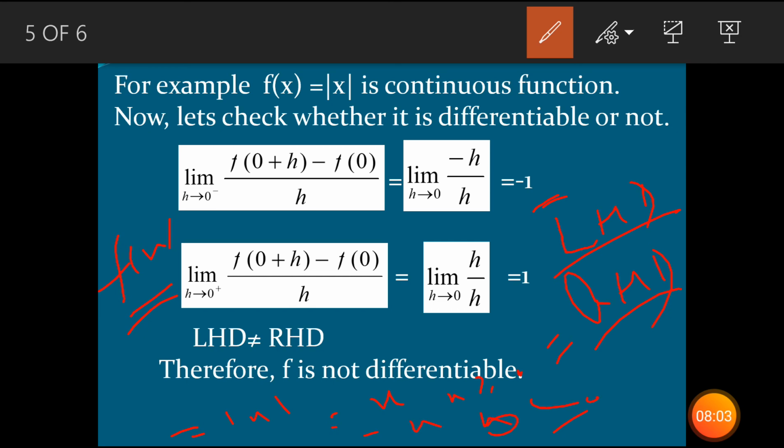So with the help of this definition, we conclude here, sorry, here it should be 0 minus. If the quantity is less than 0, then we obtain minus h, and here we are going to get plus h. So minus h upon h is minus 1 and h upon h is 1. Minus 1 and 1 are not equal. It means f is not differentiable at that point. So f is continuous, but f is not differentiable at 0.